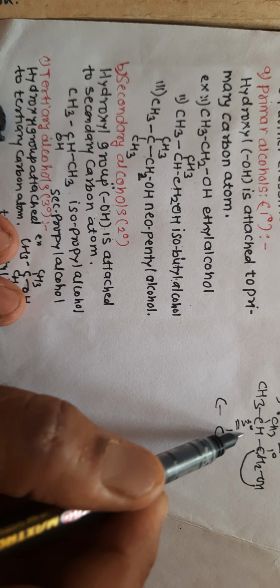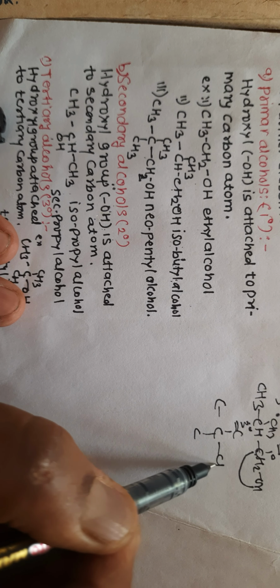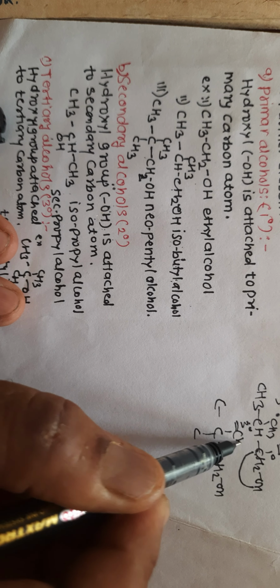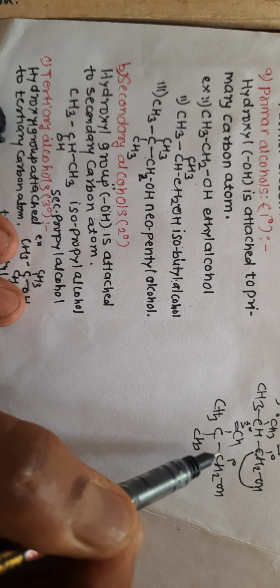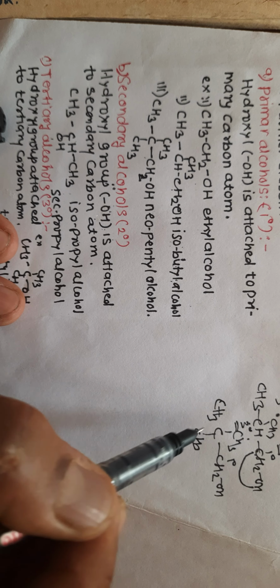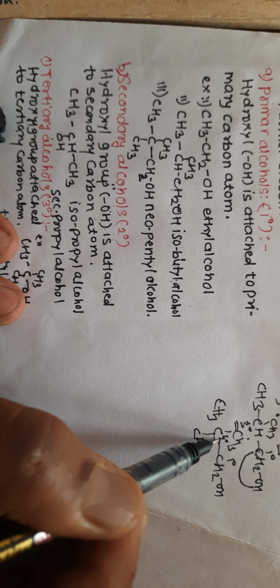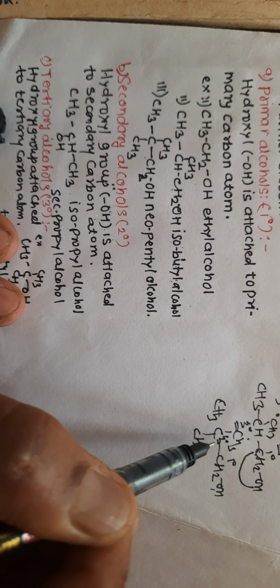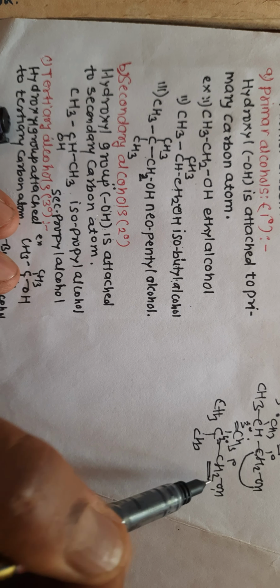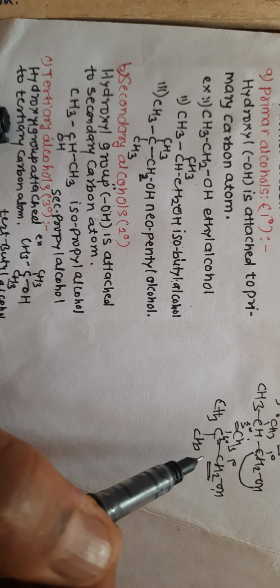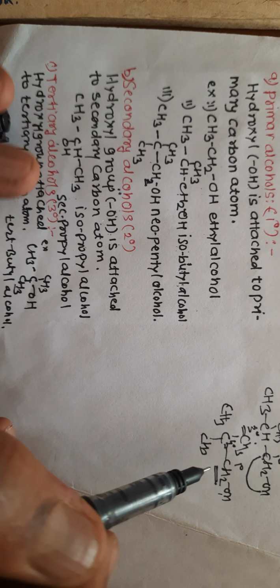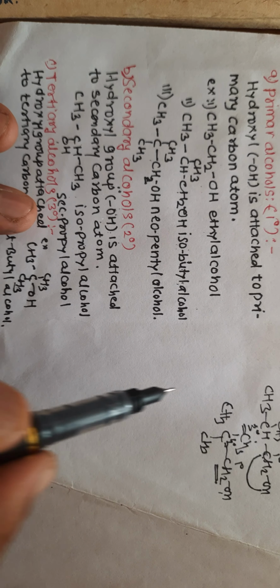Neopentyl alcohol is also an example of a primary alcohol. Here, CH3, CH3, CH3 are primary carbon atoms, and this is a quaternary carbon atom. But the OH group is not directly attached to the quaternary carbon atom. It is attached to a primary carbon atom. Therefore, neopentyl alcohol is also a primary alcohol. In primary alcohols, the OH group is attached to primary carbon atoms.